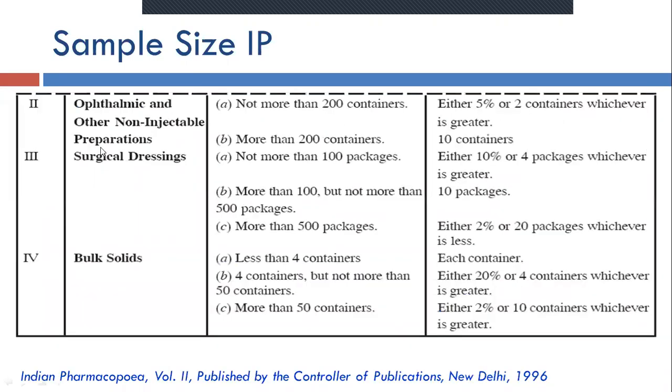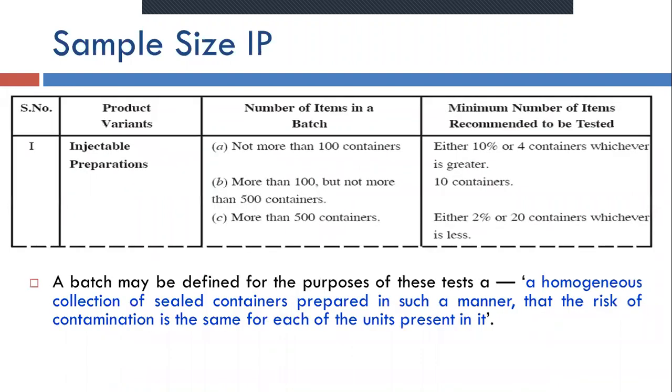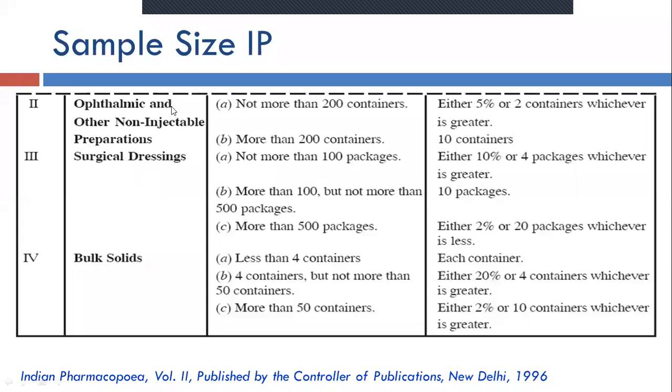And for ophthalmic and other non-injectable preparations, surgical dressings and bulk solids, the different sampling methods and parameters are given in the Indian Pharmacopoeia. So you have to go through this. You may be asked in the examination to write what the sample size is as per the Indian Pharmacopoeia, and how much sample is to be taken. You have to mention it differently for injectable preparations, ophthalmic preparations, surgical dressings, and bulk solids.